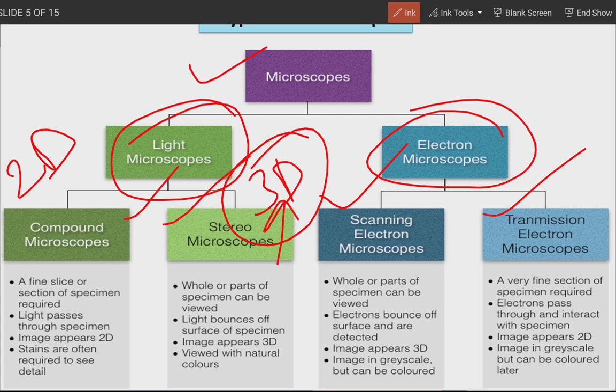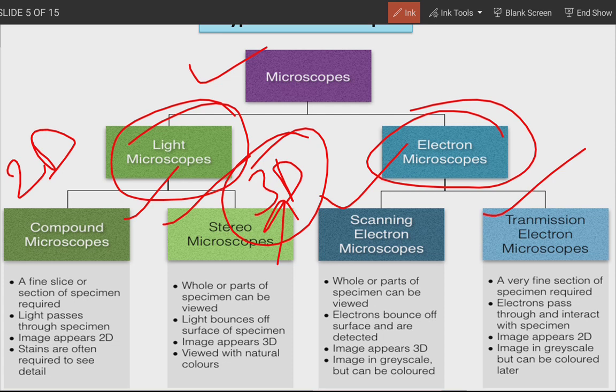Then coming to the next, that is the electron microscope. The electron microscope is also divided into two parts, that is the scanning electron microscope and the transmission electron microscope.